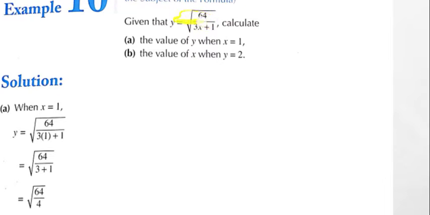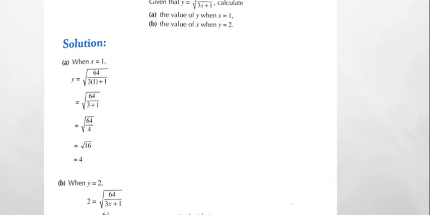So 64 over 3 times 1 plus 1 here, right? So it becomes 64 over 4, which is 16. So the root of 16 is 4. Yeah, it's very easy. It's just substitution, right?